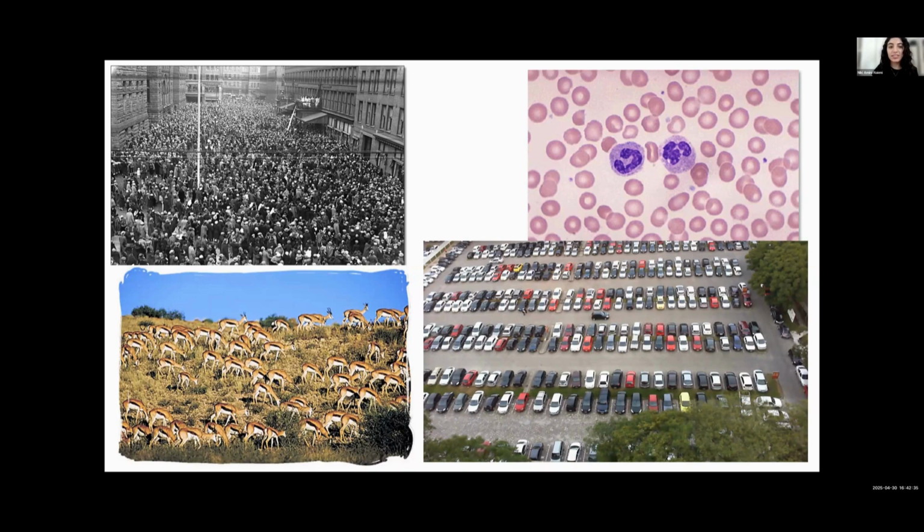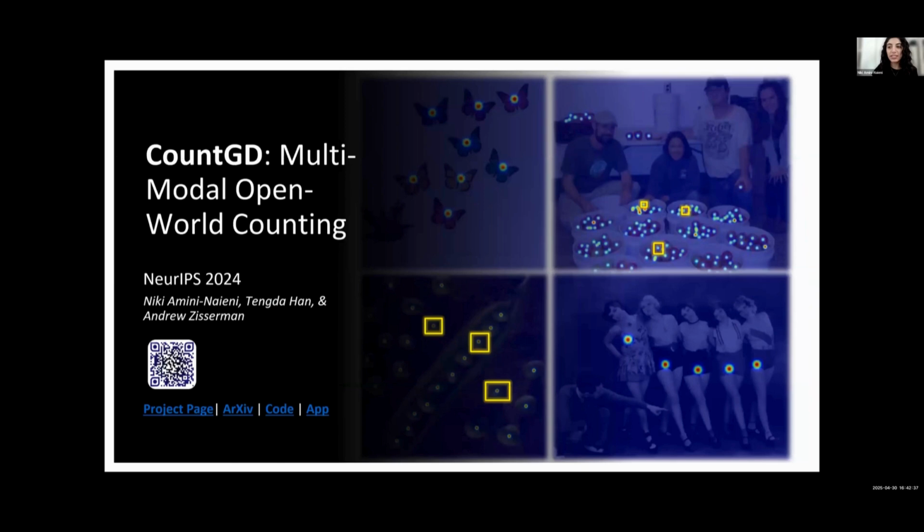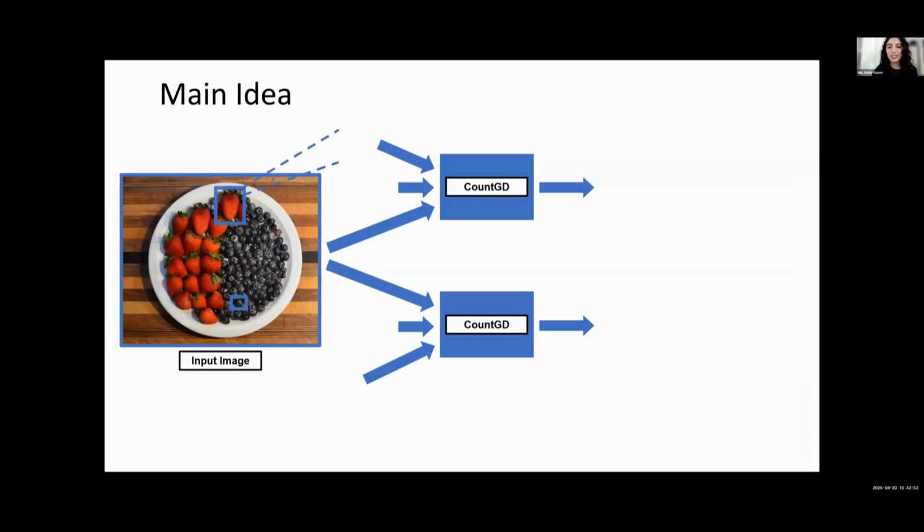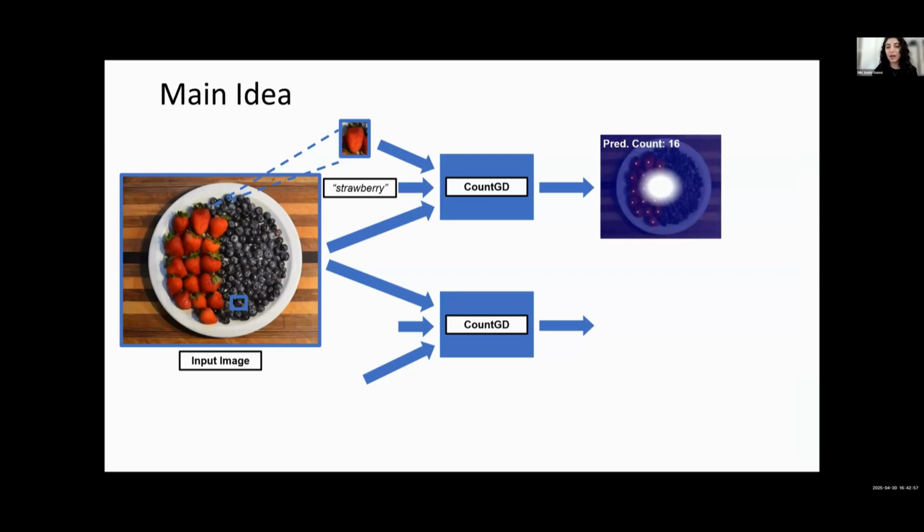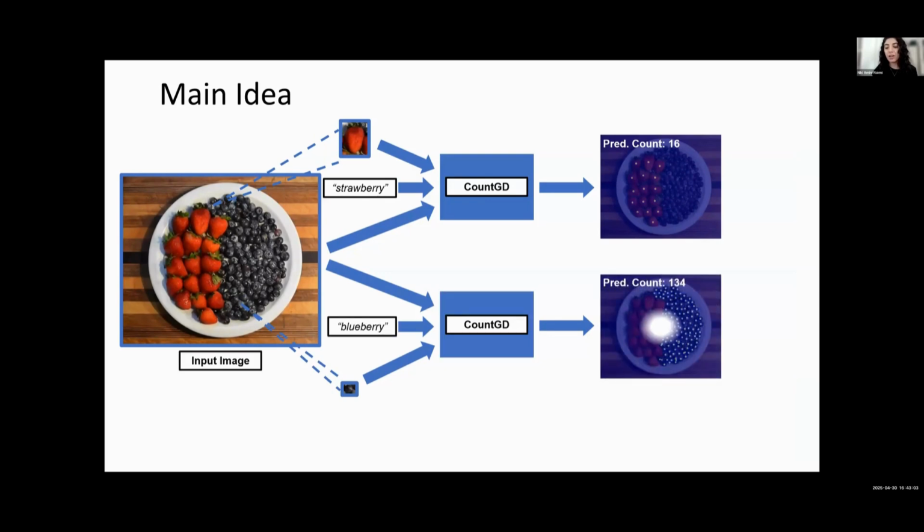This is exactly the problem that we tried to address in our paper, CountGD: Multi-Modal Open World Counting, which was published at NeurIPS 2024. This is joint work with my co-author, Teng Da, and my advisor, Andrew. Basically, CountGD is a model that, given an image and some kind of specification of the object to count, which can be a visual example or a text description or both, will automatically count the objects specified in the image.